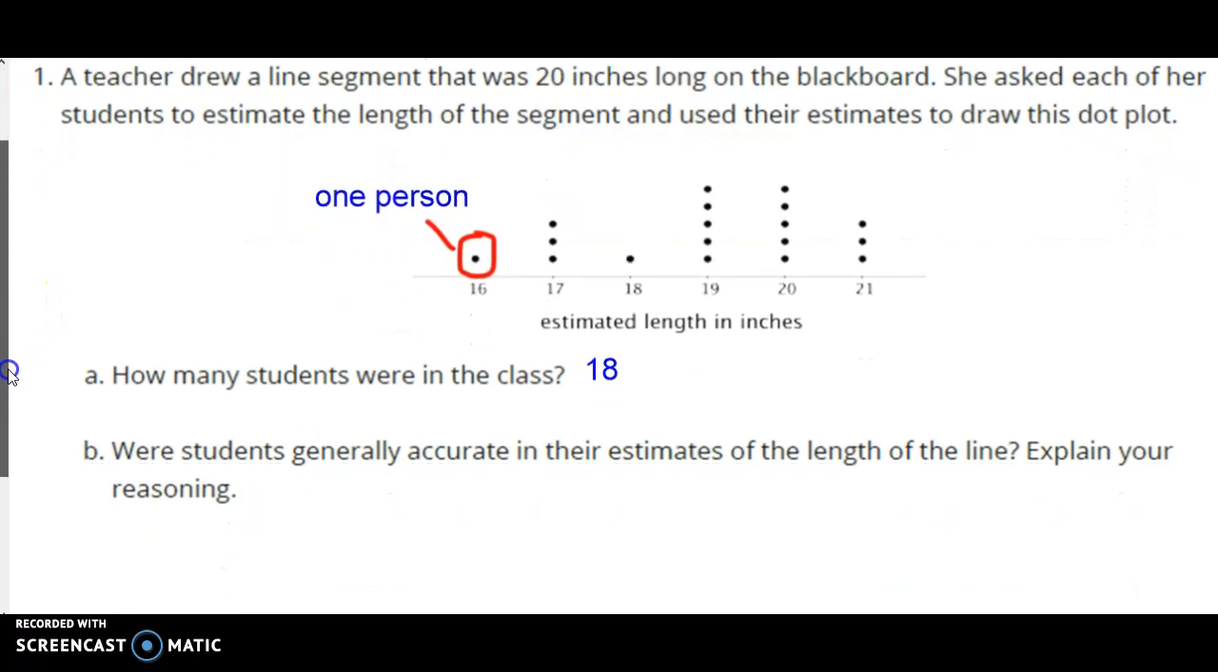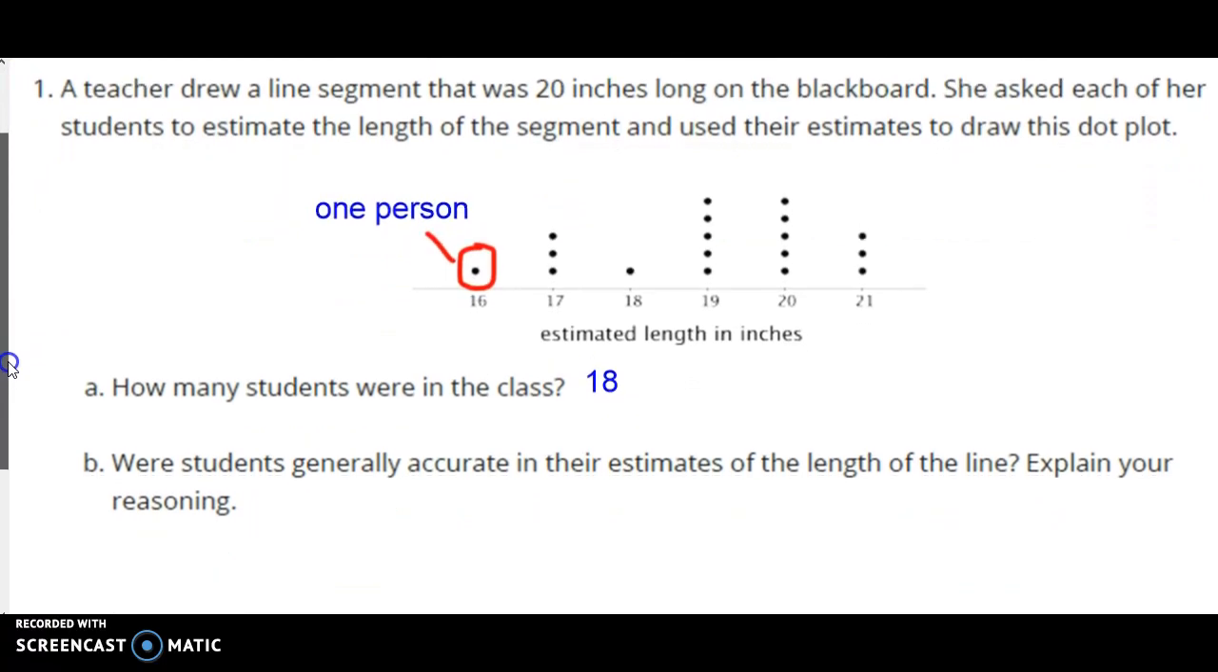B, were the students generally accurate in their estimates of the length of the line? Explain your reasoning. Okay, the word accurate roughly means correct. So this question is basically asking, when the kids guessed how long the line segment was, were they about right? I know that the line segment was 20 inches. So what I'm doing is I'm looking for the kids who were close.